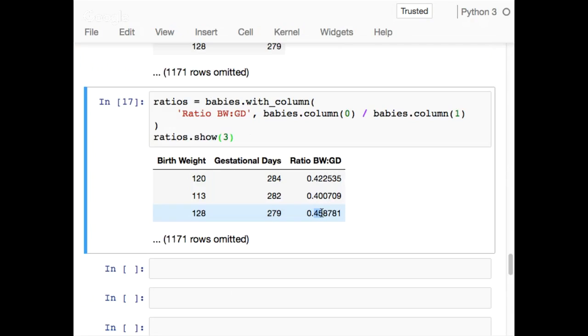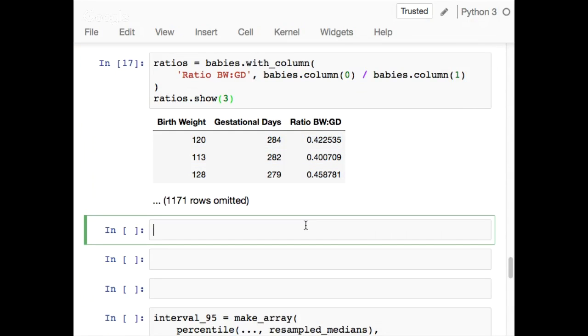So the basic idea here is, the longer a baby is in the womb, the heavier it is when it comes out, and there's probably some actual ratio of how much I can expect that baby to weigh given how many days it was in the womb. Okay. What I'm going to do now is try to estimate what was the population ratio of weight to gestational days.